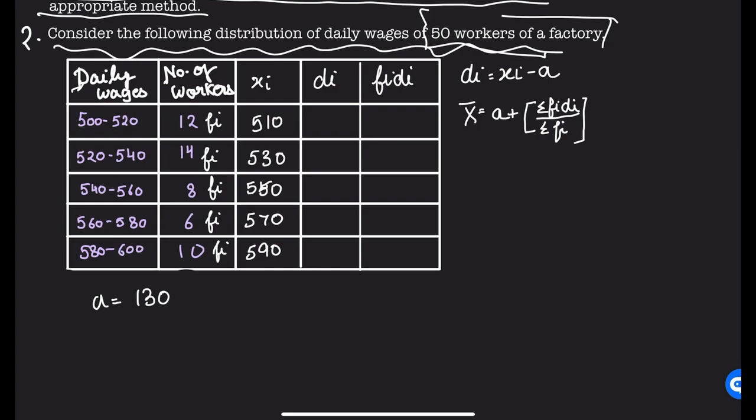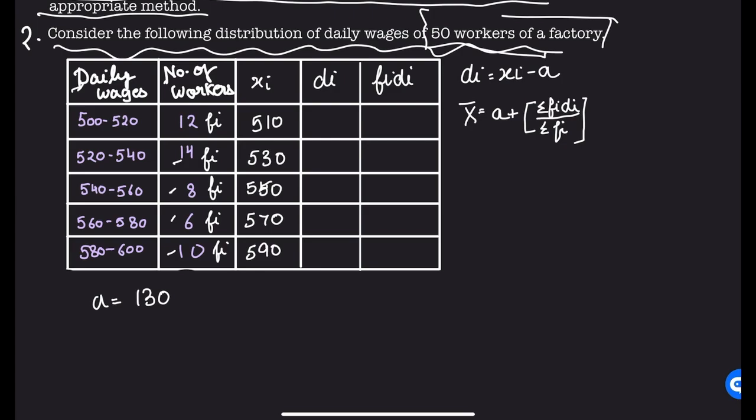So daily wages are 500 to 520, 520 to 540, 540 to 560, 560 to 580, and so on. Daily wages of 500 to 520 rupees are given to 12 workers. 520 to 540 rupees are given to 14 workers. 540 to 560 rupees are given to 8 workers. 560 to 580 rupees are given to 6 workers. 580 to 600 rupees are given to 10 workers.